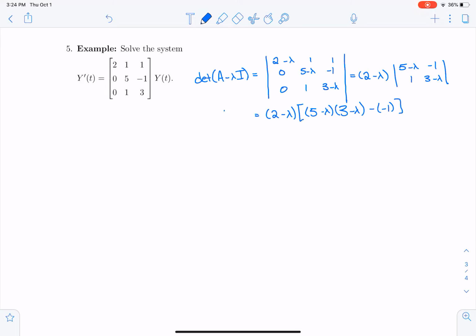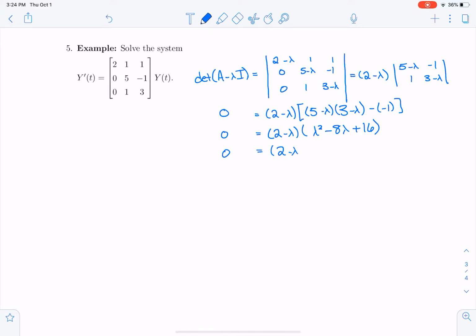That determinant we're going to want to set equal to 0. So this is 2 minus lambda times, let's see, we're going to get lambda squared, minus 3 lambda minus 5 lambda gives me minus 8 lambda, plus 15 plus 1 is plus 16, setting that equal to 0. And so, in fact, this is 2 minus lambda times lambda minus 4 quantity squared. So lambda, in this case, is 2, and then there are 2 repeated eigenvalues of 4.